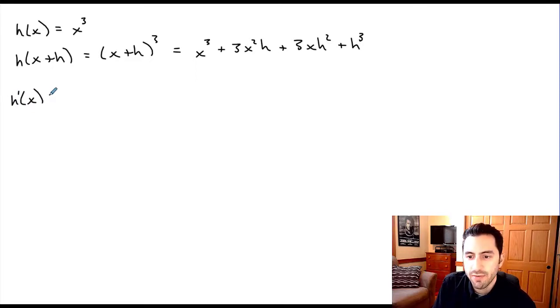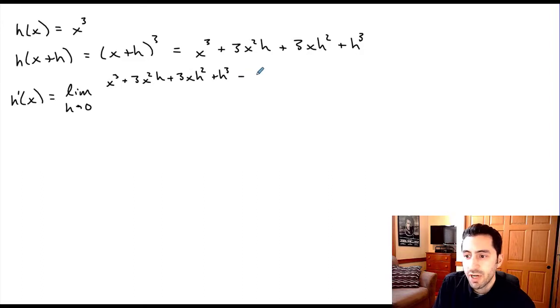So h prime of x, this is going to be equal to our limit as h approaches 0. And h of x plus h, that's our expression we found up above. So I'll rewrite all of that.